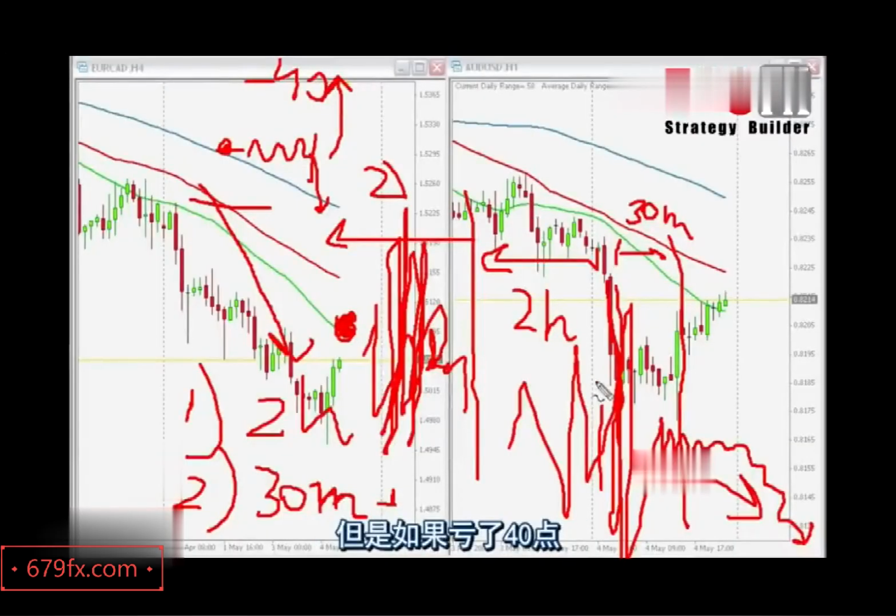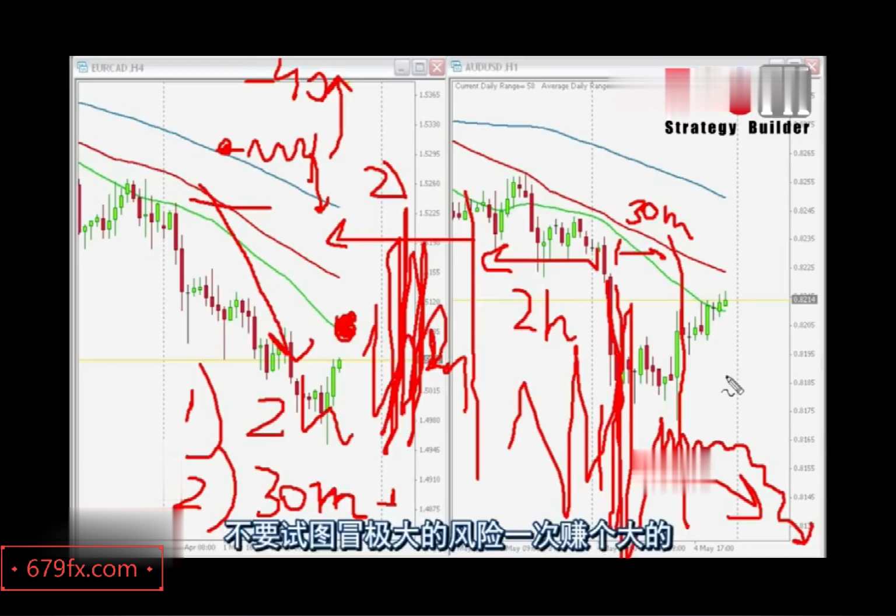But imagine the spike goes against you and you are at -40, that's a big loss. It's better to take a small loss and make it up in the next trade than to expose yourself to a larger loss.